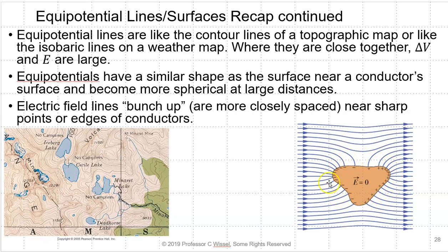Now, these are all electric field lines. The equipotential surfaces would be perpendicular to these electric field lines. So they would follow the contour of this object when you're close to the object. But as you get further and further away, they become more and more like a point charge at a large distance.